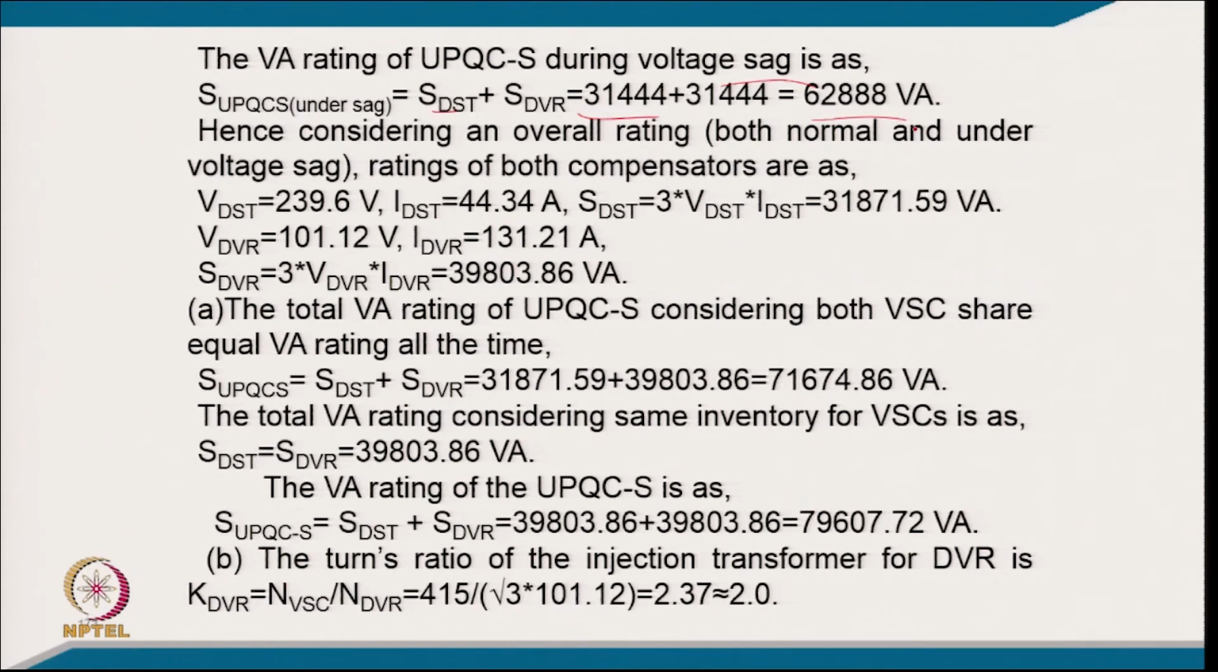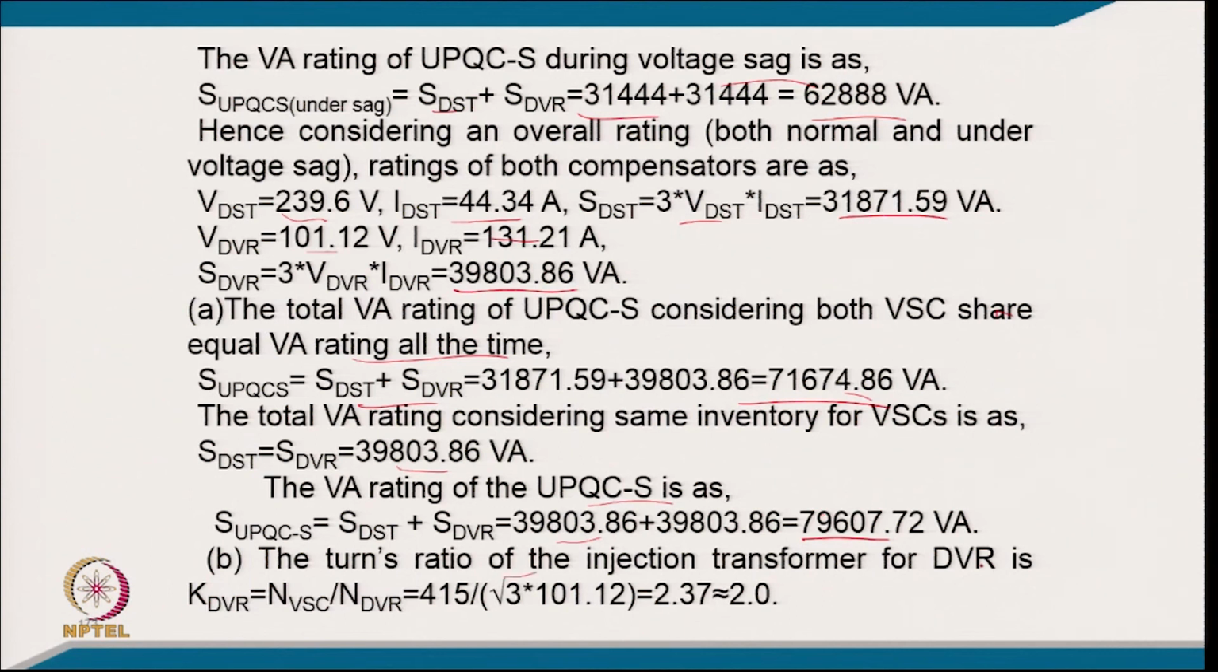Hence, considering the overall rating, so dStatCom voltage rating, current rating, and the total rating is 31.87 kVA, and the DVR voltage and current, and it comes typically the kVA rating of DVR 39.80 kVA. So, total VA rating considering both share equally, so sum of both, it comes typically 71.67 kVA, and total VA rating considering the inventory same, so it is 39.8. So, overall VA rating comes sum of both, it is 79.61 kVA.